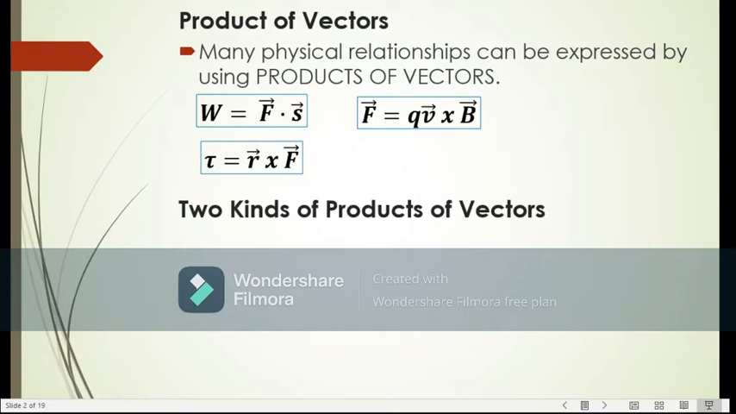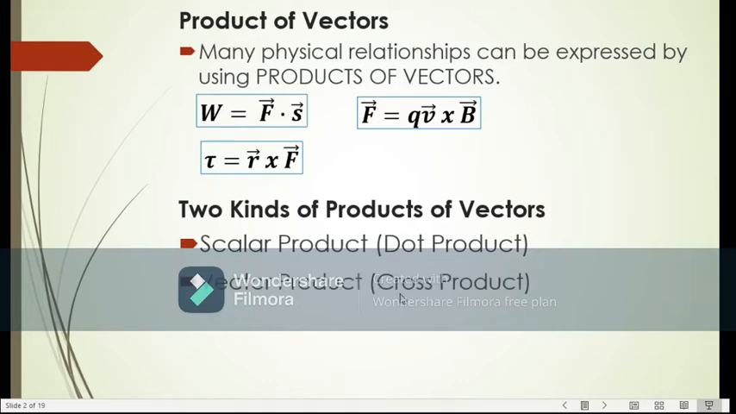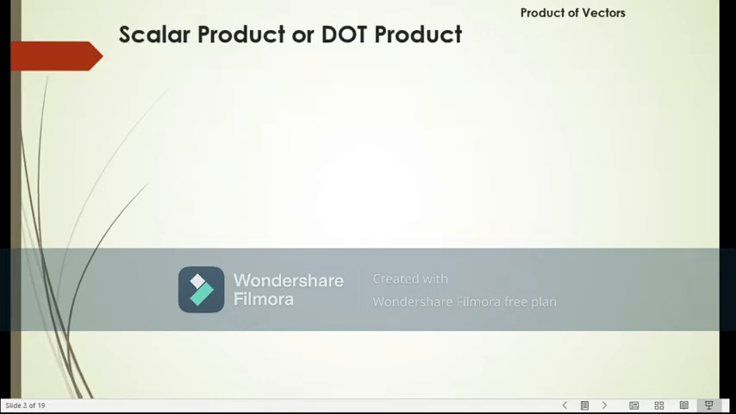And if we are multiplying vectors, we can actually use two: either the dot product, also called the scalar product, and the cross product, also called the vector product. So for today, we will focus our discussion on these two kinds of multiplication of vectors. So let's start with the scalar product, also called the dot product.